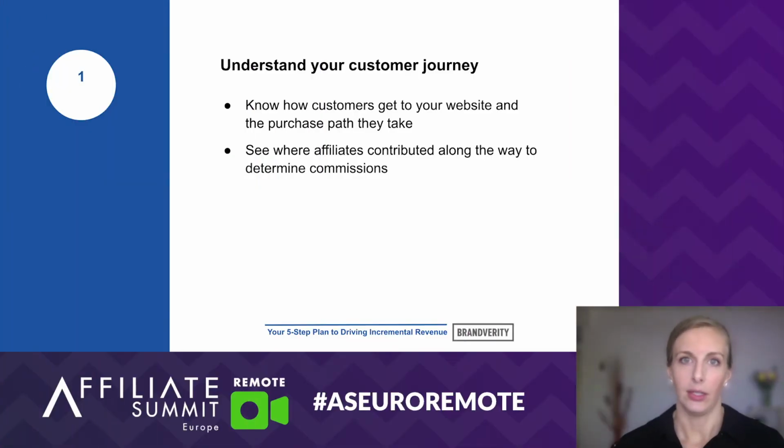Number one, understand your customer journey. Know how customers get to your website, know the purchase path that they take, and then you can look to see where affiliates are contributing along the way and set commissions accordingly. So if you know where you want your affiliates to help with the customer journey, such as just being an initiator, you can incentivize them by setting commissions according to that and not incentivizing traffic that comes from a way where you're already kind of covered. So you can really be in control of how affiliates are assisting with your traffic along the way.